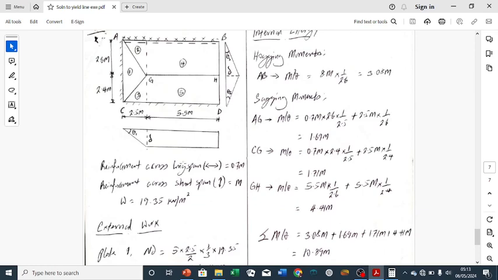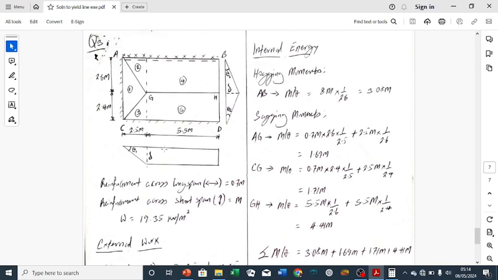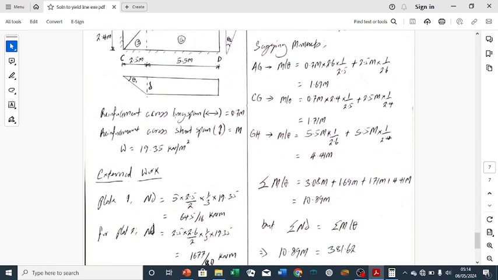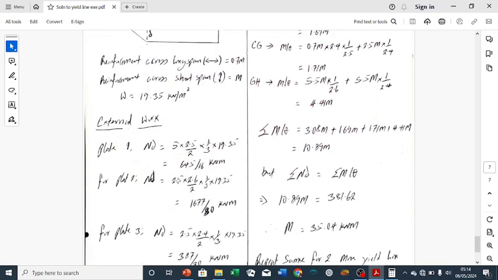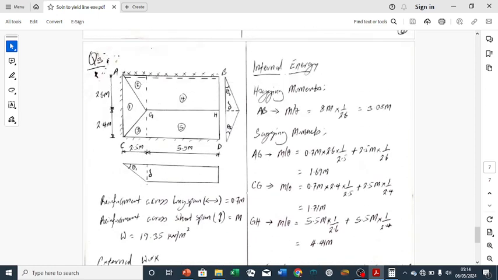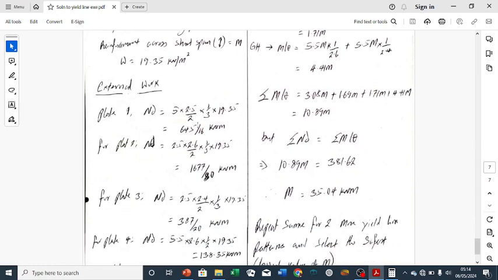The next thing we want to establish, remember the question says the reinforcement across the long span, that is the horizontal reinforcement, has moment capacity 0.7 M, while the reinforcement across the short span, which is the vertical reinforcement, has moment capacity of M, and we have been given our UDL W to be 19.35. So what are we to calculate? We are to calculate the value of M, the moment capacity. So first of all, as usual, we go ahead and calculate our external work. In this case, we have different plates: plate 2, plate 3, plate 1, plate 4, plate 5. So we go ahead and calculate for each of them.